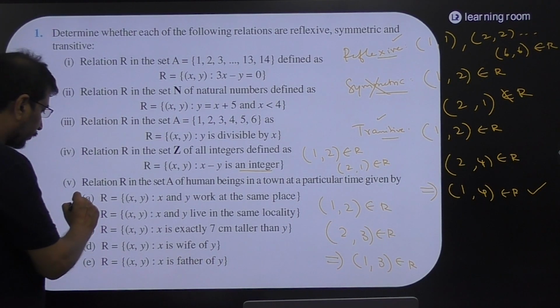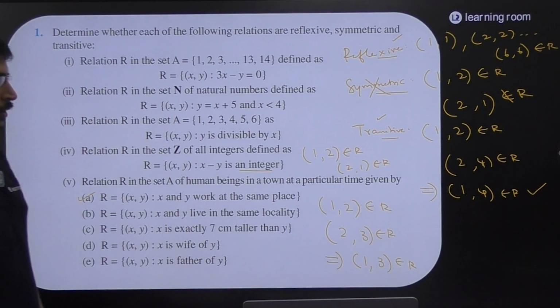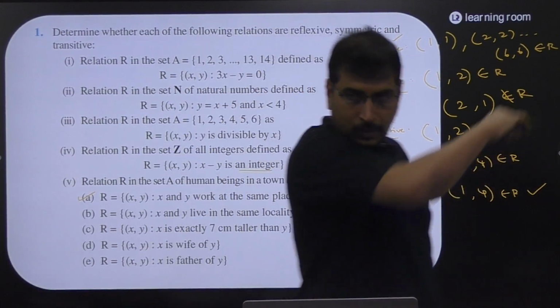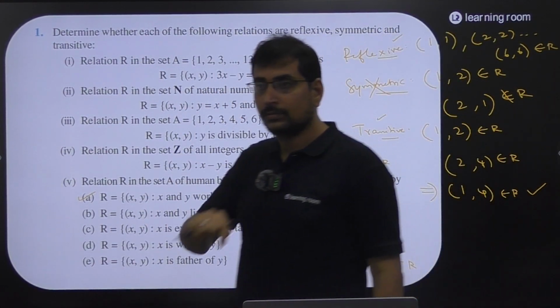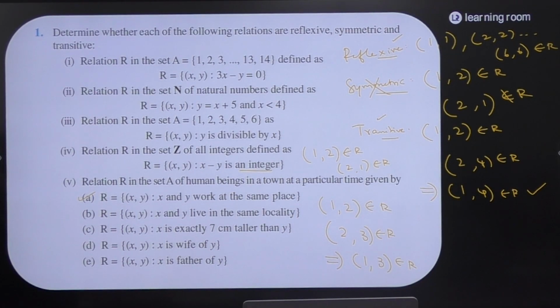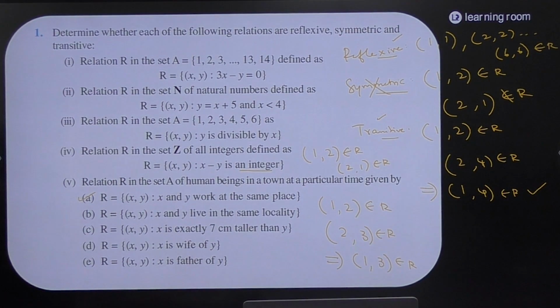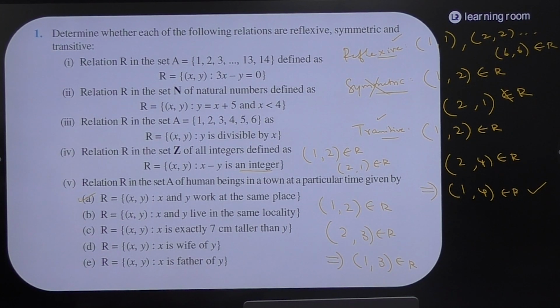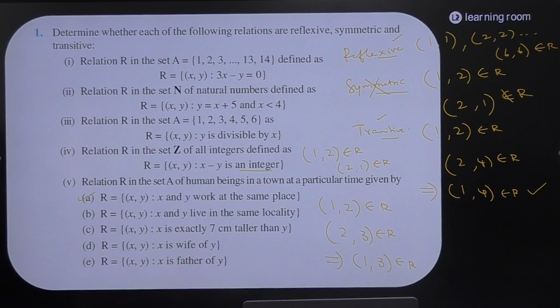So what about this one? So what is the answer? Can you be a little faster today? All are? It's reflexive, symmetric, and transitive. Is it so? So x comma y, x and y work at the same place. So x comma x is possible, y comma y is possible. Yes, it is reflexive. Correct.